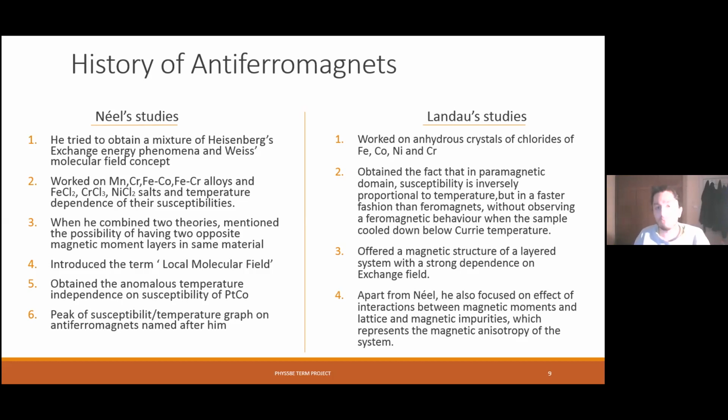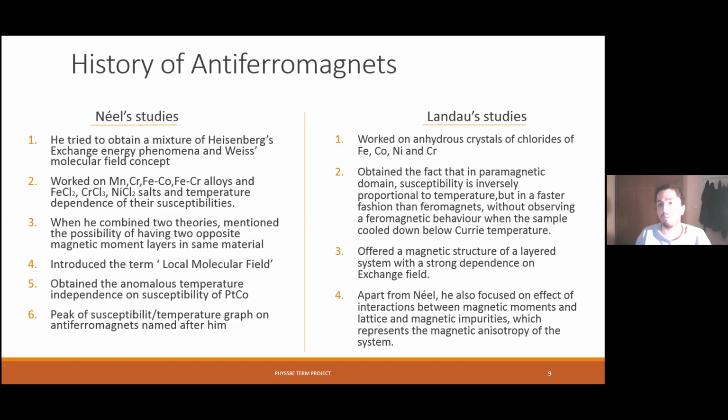When he combined the two theories, he mentioned the possibility of having two opposite magnetic moment layers in the same material. He also introduced the term local molecular field, and obtained the anomalous temperature independence of susceptibility of platinum cobalt. The peak of the susceptibility-temperature graph on antiferromagnets was named after him, what we call the Néel temperature.